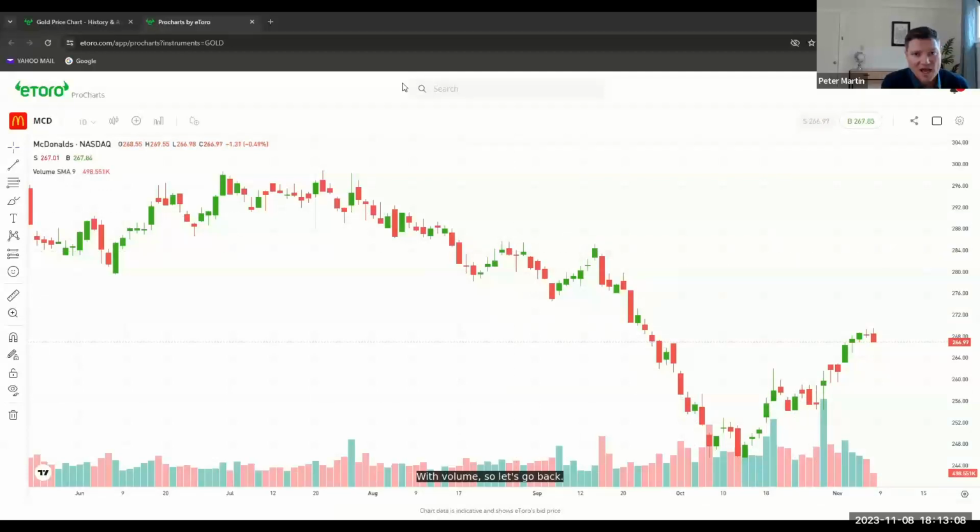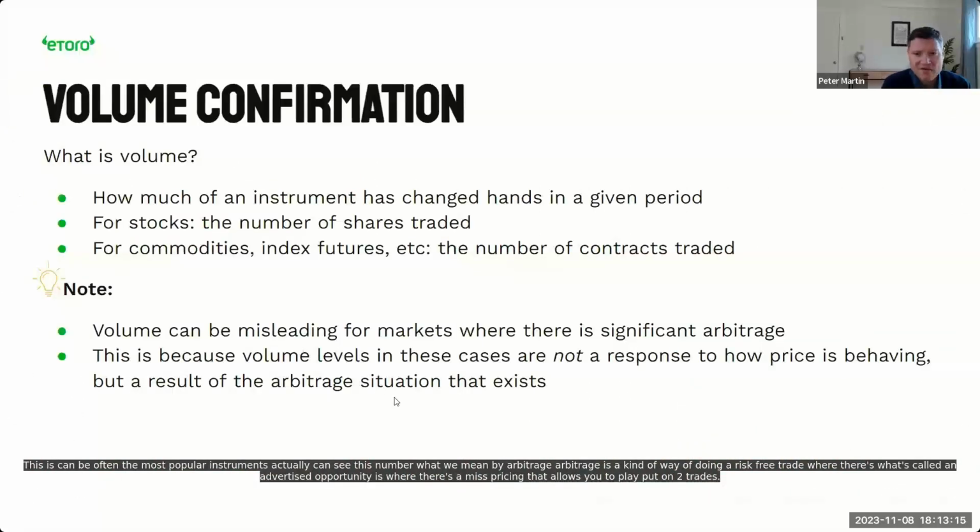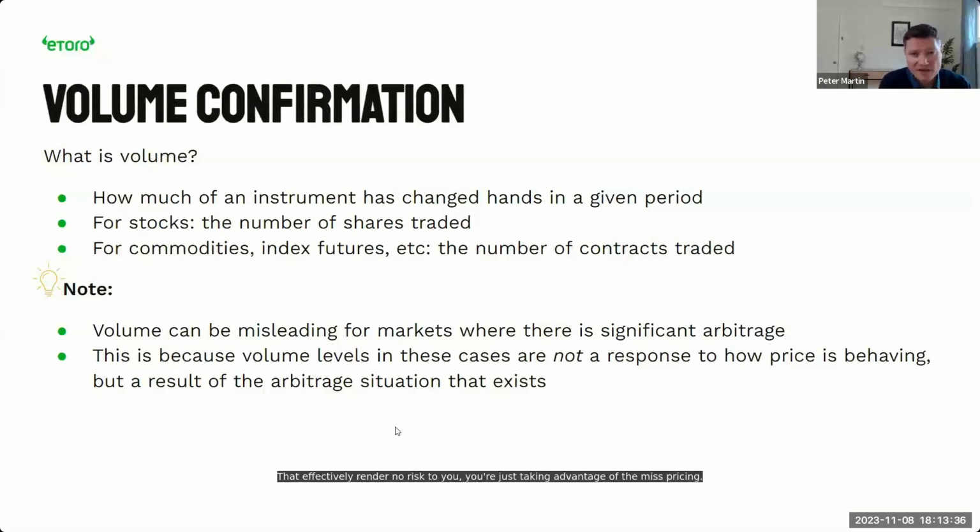So let's go back and talk about what those were. So volume can be misleading for markets where there is significant arbitrage. This can often be the most popular instruments. Now, what we mean by arbitrage is a kind of way of doing a risk-free trade where there's what's called an arbitrage opportunity. It's where there's a mispricing that allows you to put on two trades that effectively render no risk to you. You're just taking advantage of the mispricing.